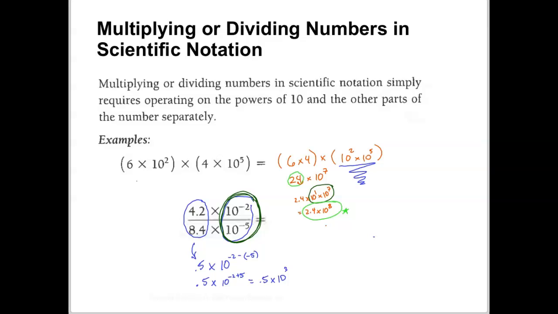Again, this is not in scientific notation because 0.5 is not a number between 1 and 10. So what I want to do is move that decimal to the right once, so that 0.5 is actually 5 times 10 to the negative 1. And then I still have the times 10 to the third. Once again, to simplify, we're just going to add those. So that's 5 times 10 to the second. And that is in scientific notation.